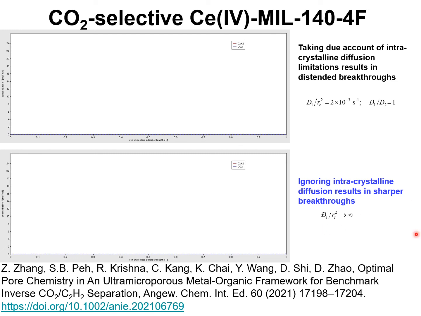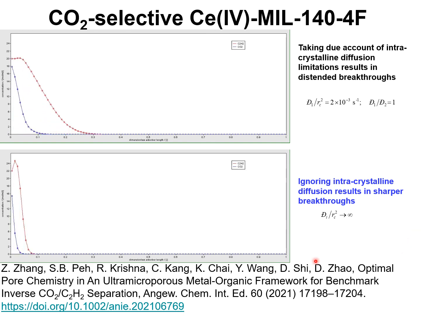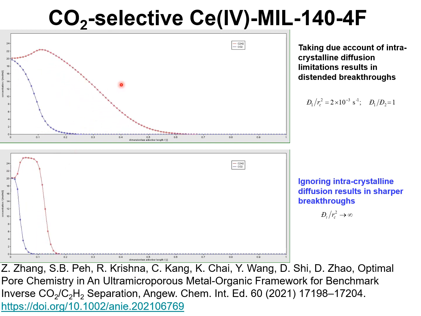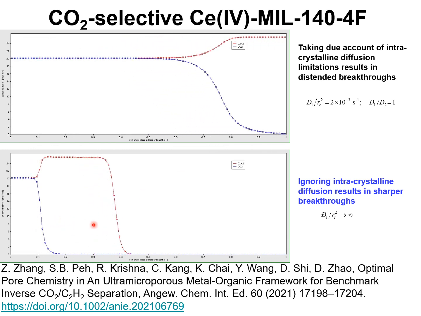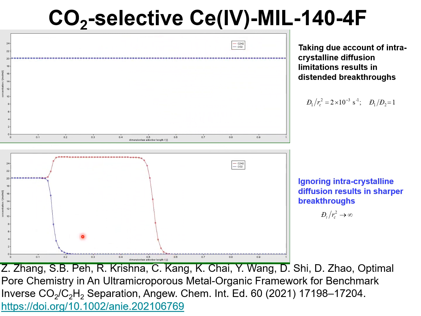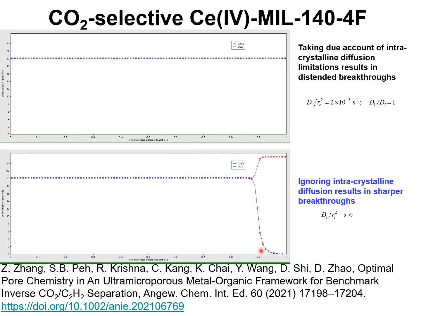Let's have a look at the two simulations. I will run these simultaneously. I would like you to note that the simulations with diffusion have a more distended characteristic than the simulations that ignore diffusion. If diffusion effects are ignored, you get very sharp fronts. This is the front of C2H2 as it traverses the fixed bed and exits the column, and CO2, which is more strongly adsorbed, is leaving the column at a much later stage, leading to good separation.